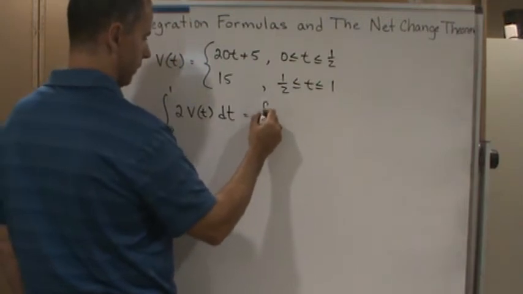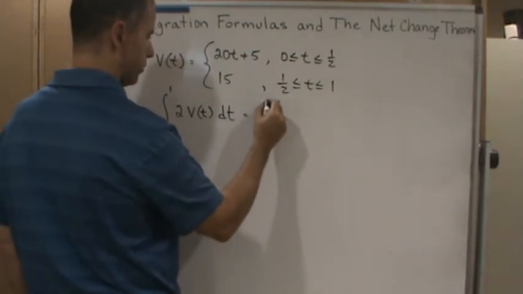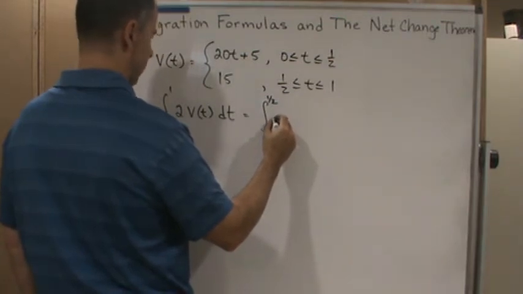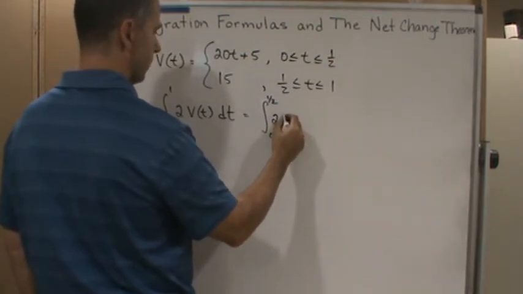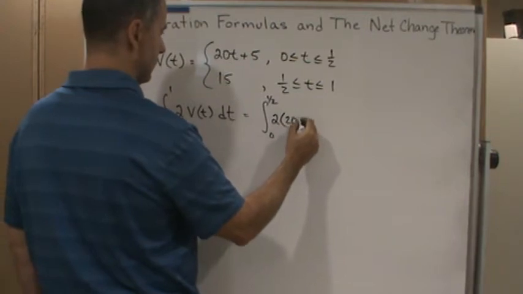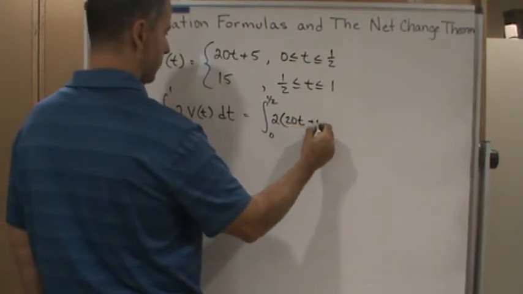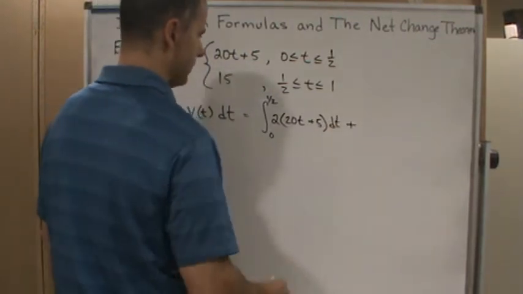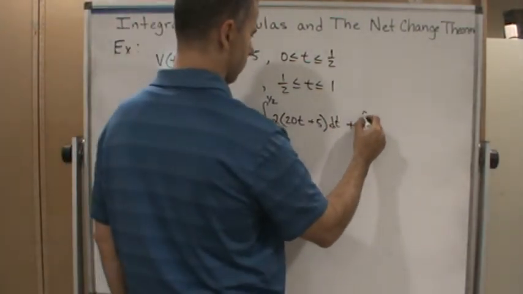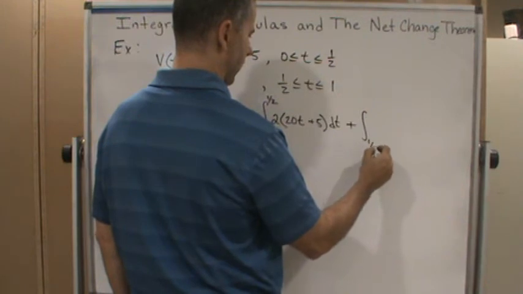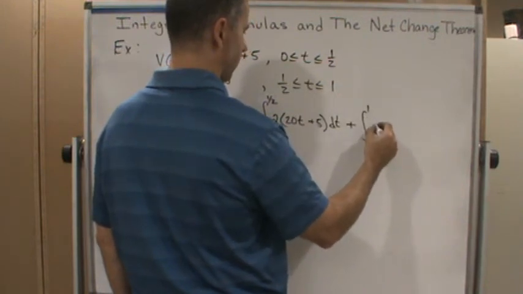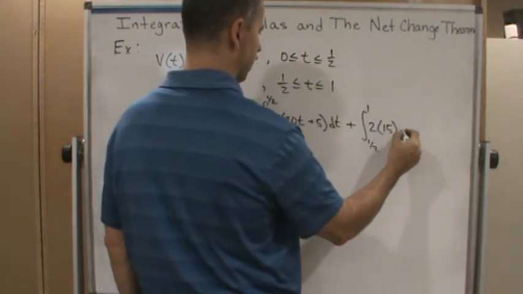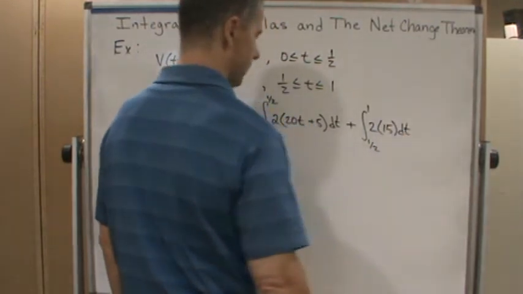So the first integral will be from 0 to 1/2, and that's going to be 2 times 20t plus 5 dt, plus the integral from 1/2 to 1 of 2 times 15 dt.